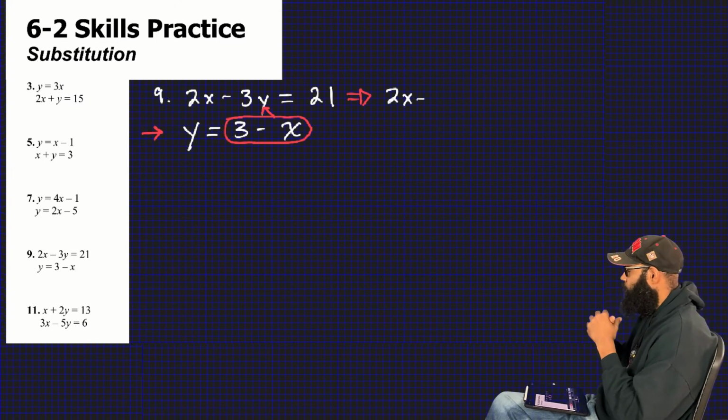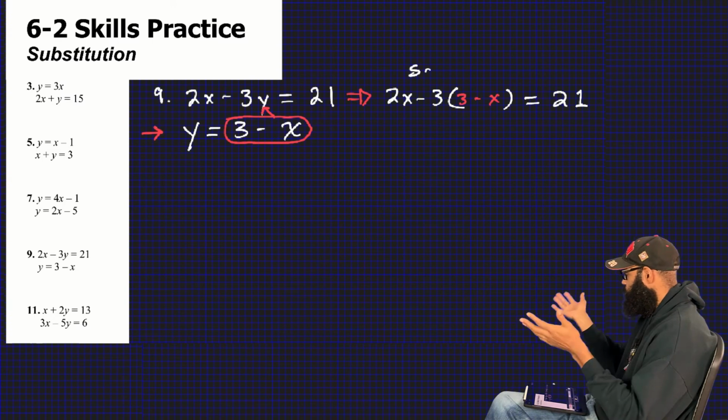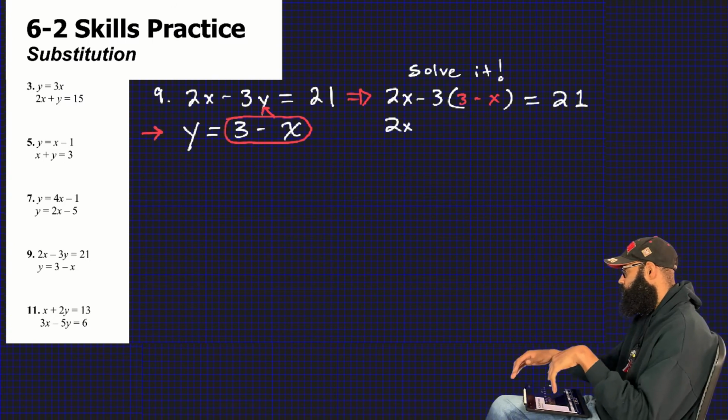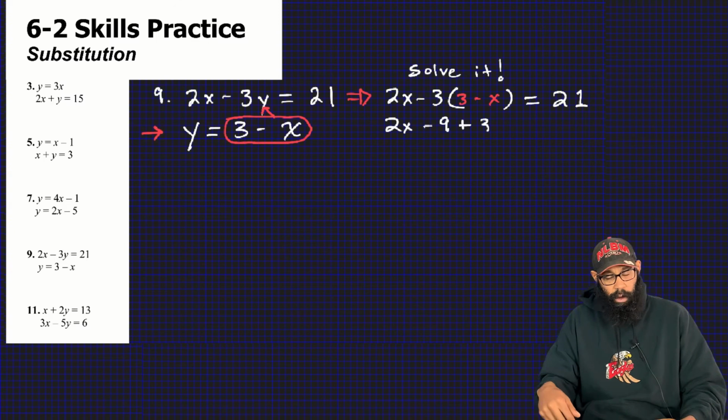So 2x minus 3, parentheses open. Parentheses is going to close after I fill it in. But parentheses open, 3 minus x. I think I'll use red. And of course, parentheses close, and now equal to 21. So guys, I got another multi-step equation. And pretty much, that's where your solving ability comes in. So, you see the distributive property, so of course that's the first thing you want to do.